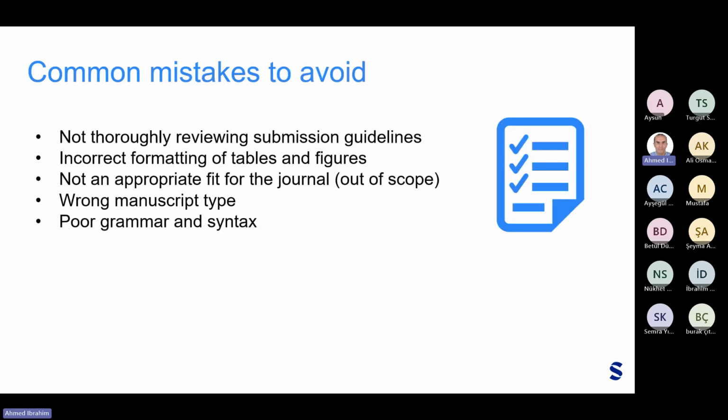Common mistakes to avoid: not thoroughly reviewing submission guidelines, incorrect formatting of tables and figures, not an appropriate fit for the journal, meaning it is out of scope, like we mentioned earlier, wrong manuscript type, and poor grammar and syntax. This is common, especially from countries where English is not the first language. So we also have an author service in Sage Journals where you can get some help in editing the English language.